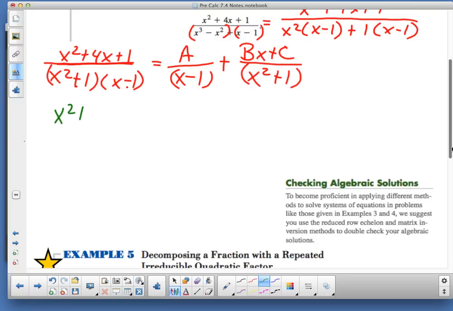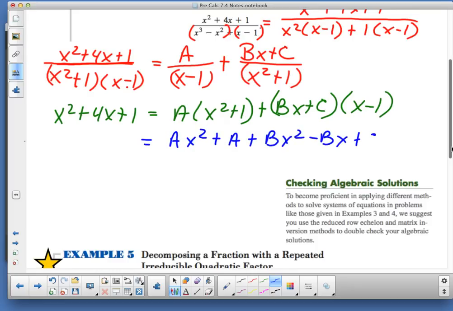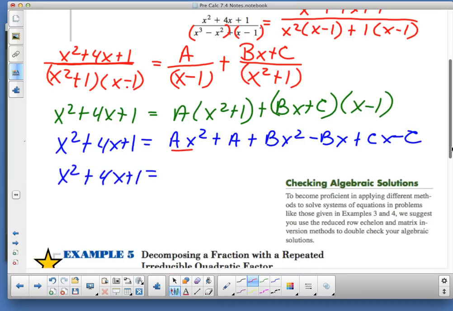So x squared plus 4x plus 1 is equal to A times x squared plus 1 plus Bx plus C times x minus 1. Now I'm going to just multiply those factors. So I have Ax squared plus A plus Bx squared minus Bx plus Cx minus C. I just multiplied those out, and now I'm going to combine like terms. So I've got x squared plus 4x plus 1 is equal to, and my like terms, my x squareds: A plus B x squared.